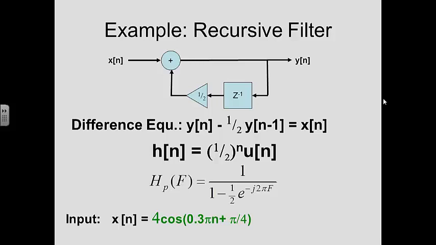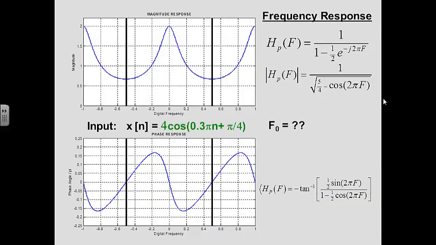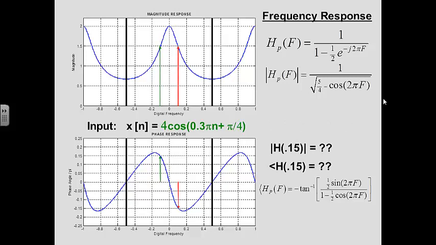I want to know what comes out in the steady state. Let me turn this on a long time ago. Okay? What is the steady state output? What frequency is this signal? What digital frequency? 0.15 cycles per sample. So we take 0.15, then we find 0.15 digital frequency here on the magnitude response and the phase response. 0.15, 0.15.